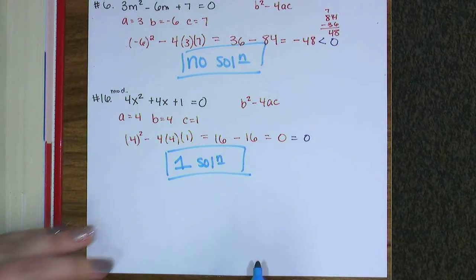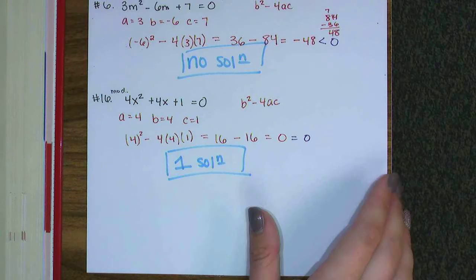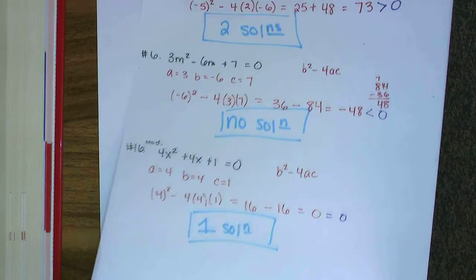One solution, and that's your answer. Alright, so that's determining number of solutions. So now we're going to use the same thing to determine the number of x-intercepts that we have. This will be the next little chunk of problems, stuff like 22 through 30.